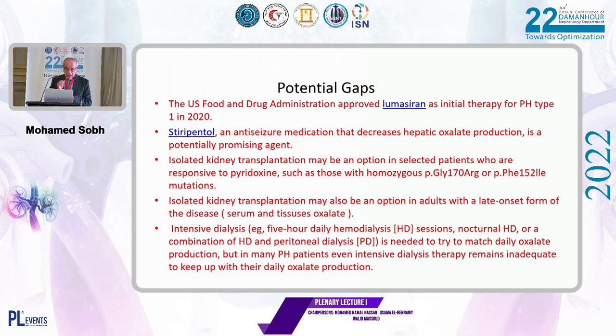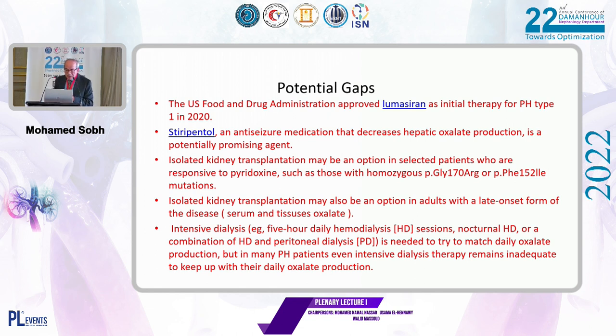Also, from UpToDate, isolated kidney transplantation may be an option in selected patients who are responsive to pyridoxine, such as those with this type of homozygous mutation. Actually, in our experience, we transplanted nearly 12 cases of primary oxalosis, all failed except one. And in this one, B6, neutral phosphate, magnesium oxide, and potassium citrate were all given extensively, and the patient was living, I found her, up to 20 years post-transplantation. But others have been lost. So in some other patients, you can succeed with isolated transplantation.